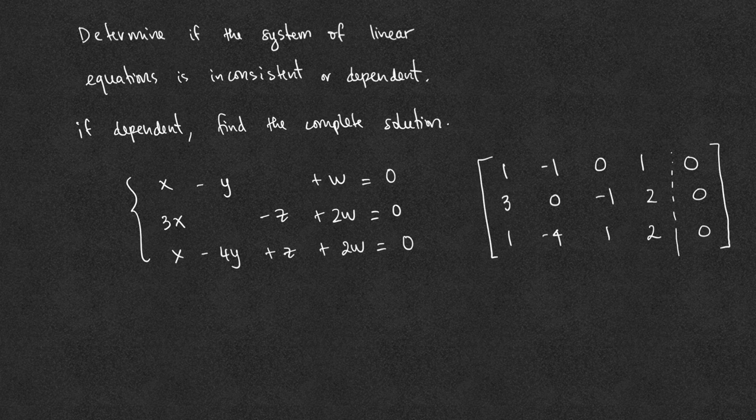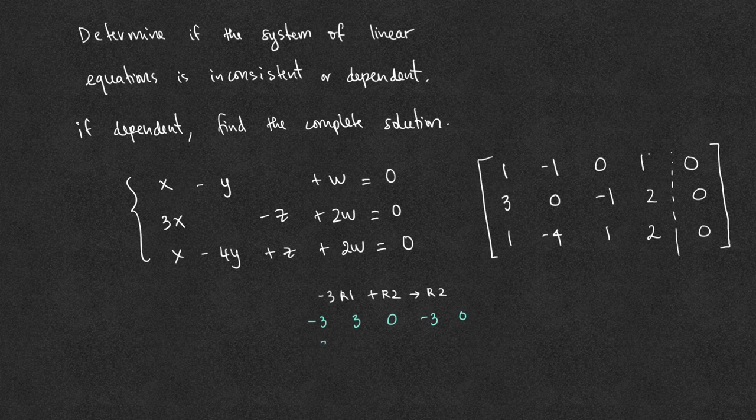First, we will turn the entry 3 in the second row to 0 by taking row 1 multiply negative 3 and add to row 2 to obtain the new row 2. If we take row 1 and multiply negative 3, we'll get negative 3 times 1 is negative 3, negative 3 times negative 1 is positive 3, negative 3 times 0 is 0, negative 3 times 1 is negative 3, and negative 3 times 0 is 0.